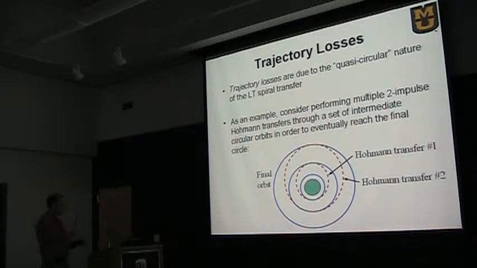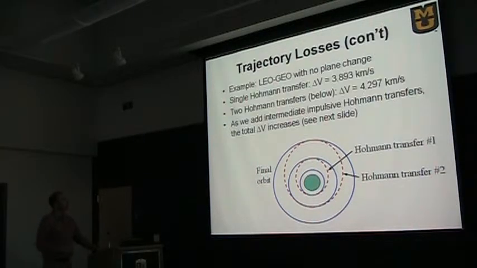And in fact, if you look at that, it turns out that the single Hohmann transfer takes a delta V of 3.9 kilometers per second. If I make myself go to that middle circle, it takes a total delta V of 4.3 kilometers per second. So it's worse. You're penalized for creating that middle circle.